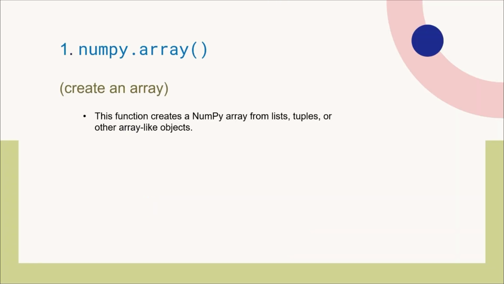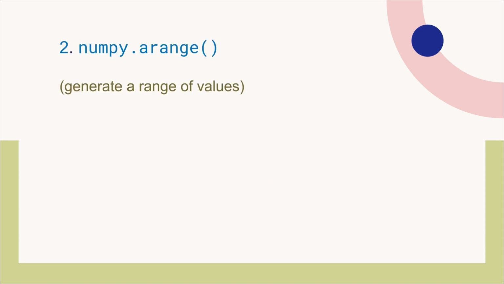This function is used to create a NumPy array from lists, tuples or other array-like objects. The syntax of this function is numpy.array. In the bracket, we would like to mention the data that we like to represent in the form of the array. So here is the basic example of implementing this function. So guys, we are just going to implement these examples in Google Colab once we go through all the NumPy functions.